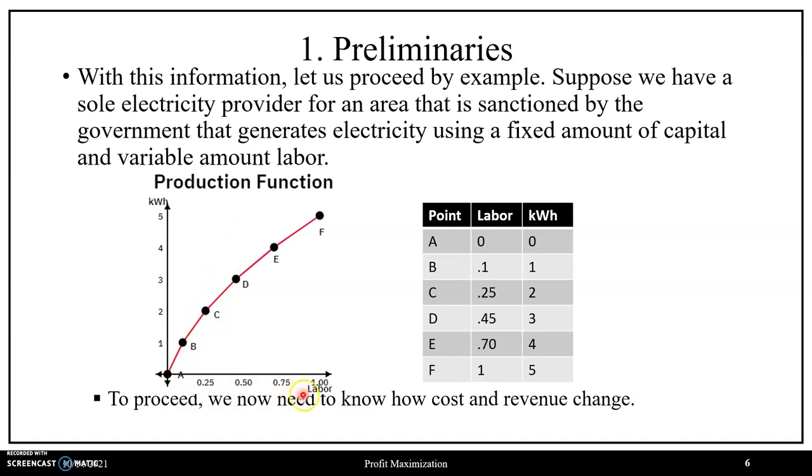We have a variable amount of labor on the horizontal axis, which in this case is going to be in percentage terms. Labor can be from 0% to 100% of the labor force, and they use that to produce electricity in kilowatt hours, which is on our vertical axis. In terms of production, our standard assumptions hold, in that as more variable labor is used, production of electricity is going to increase, but at a decreasing rate due to diminishing marginal returns on labor. With this in mind, to proceed, we now need to know how cost and revenue change.